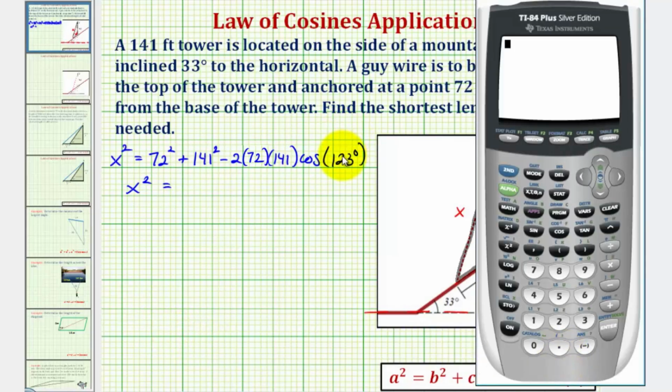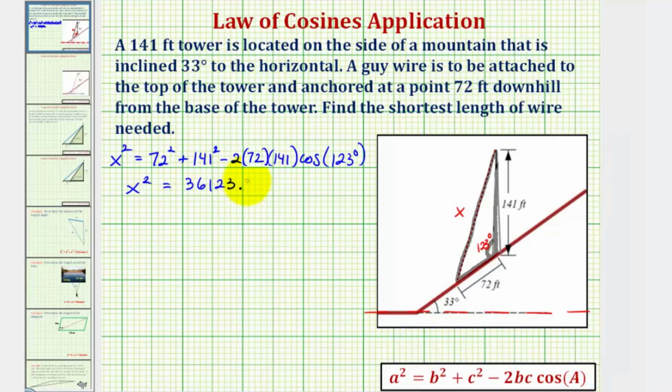Let's first verify we are in degree mode, so we'll press the mode key. Notice how degree is highlighted. So go back to the home screen, and we'll enter 72 squared plus 141 squared minus 2 times 72 times 141 times cosine 123 degrees. Enter. So here's the value of x squared, 36,123.35, or we should say approximately.